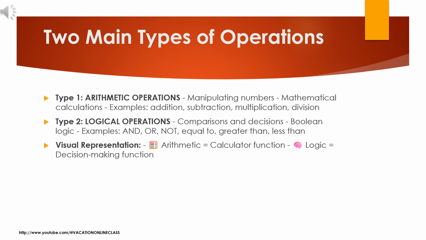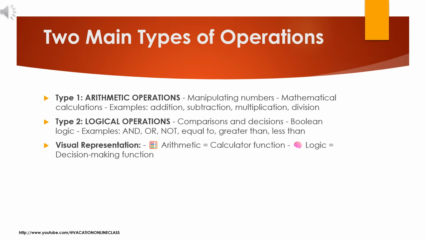The ALU handles 2 main types of operations that allow a computer to function. The first type is arithmetic operations. This is where the CPU manipulates numbers and performs mathematical calculations. Think of this as the computer's internal calculator. It handles everything from simple addition and subtraction to more complex multiplication and division.